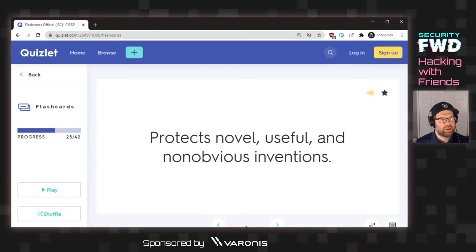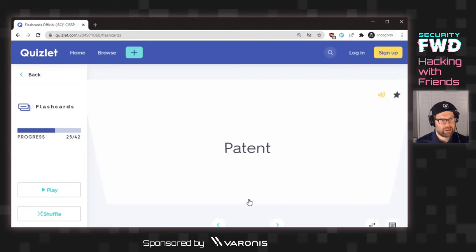Protects novel, useful, and non-obvious inventions. This is a patent. Patent. That was easy. All right.